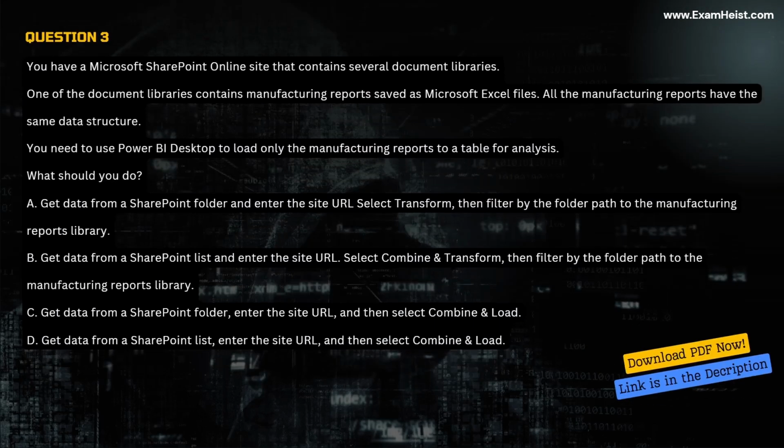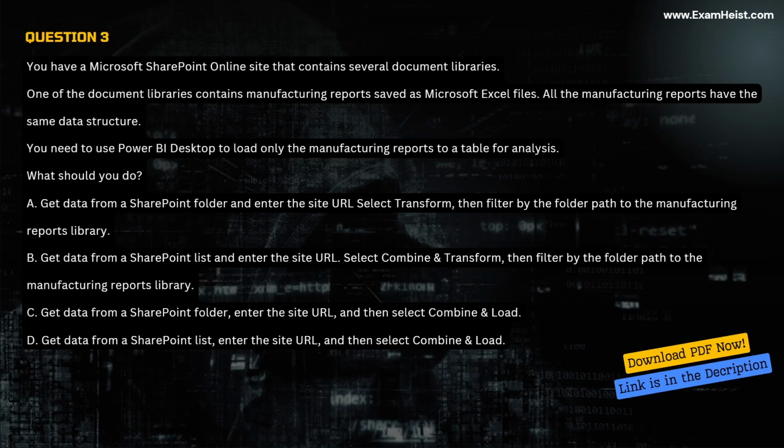Question 3. You have a Microsoft SharePoint Online site that contains several document libraries. One of the document libraries contains manufacturing reports saved as Microsoft Excel files. All the manufacturing reports have the same data structure. You need to use Power BI Desktop to load only the manufacturing reports to a table for analysis. What should you do? A. Get data from a SharePoint folder and enter the site URL. Select Transform, then filter by the folder path to the Manufacturing Reports library.